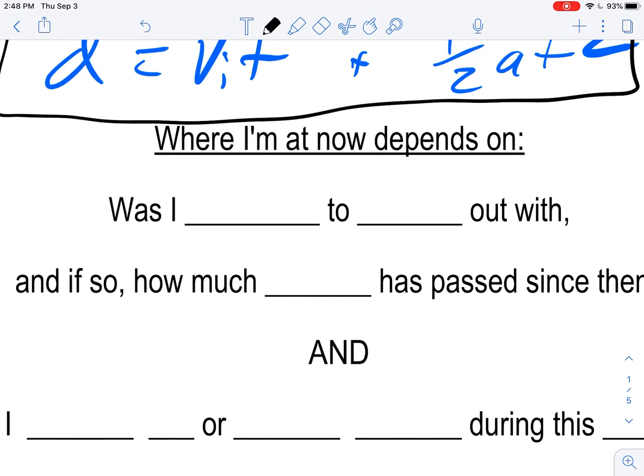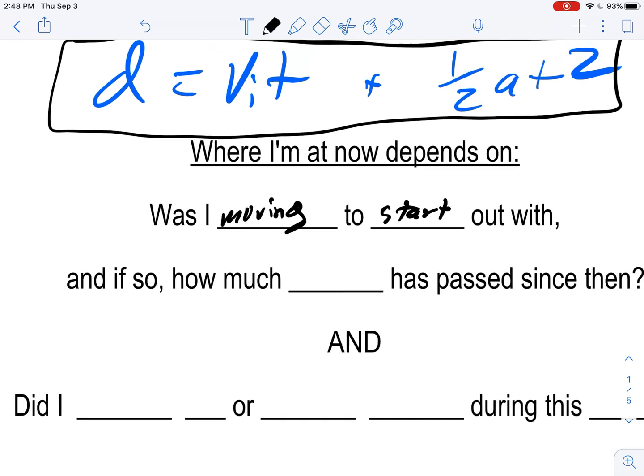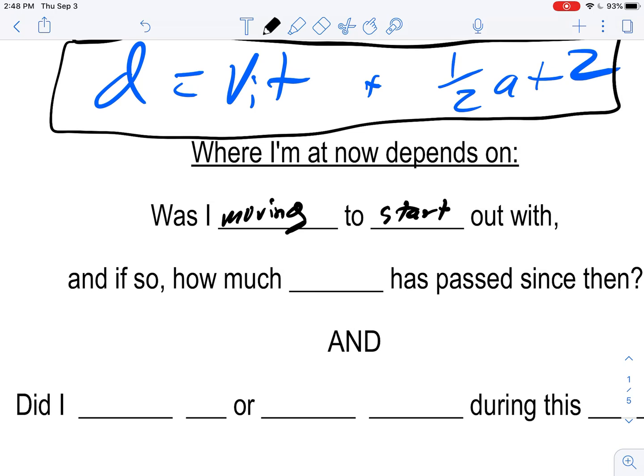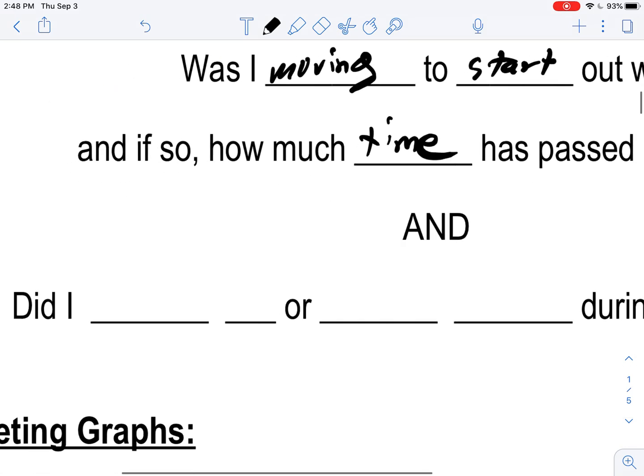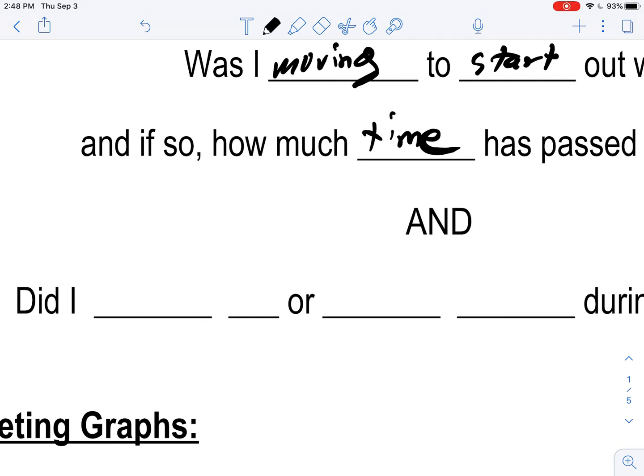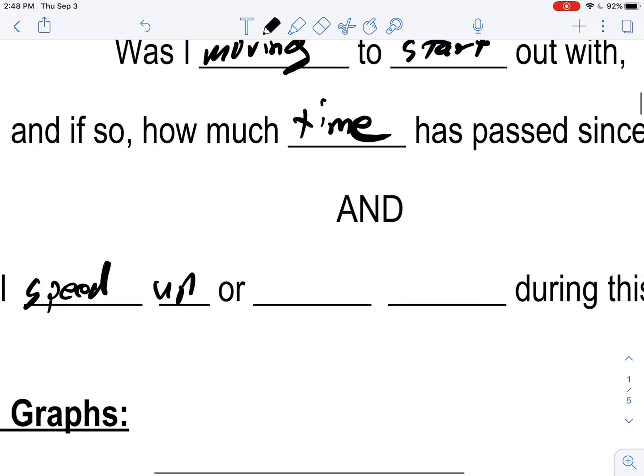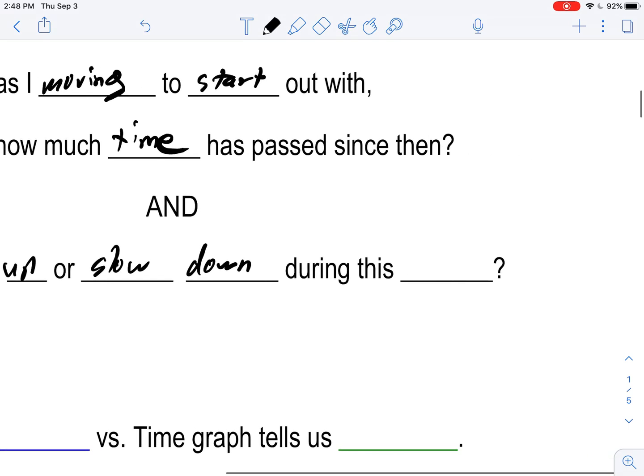Okay, so to answer that, mathematically, I have to consider, all right, was I moving to start out with? That's going to make a difference in terms of how far I go. If I was moving, for how much time was I moving? In other words, how much time has passed since I started measuring? All right. And then during that time, did the way I was moving change? Did I accelerate at all? So did I speed up? Or did I slow down during this time.